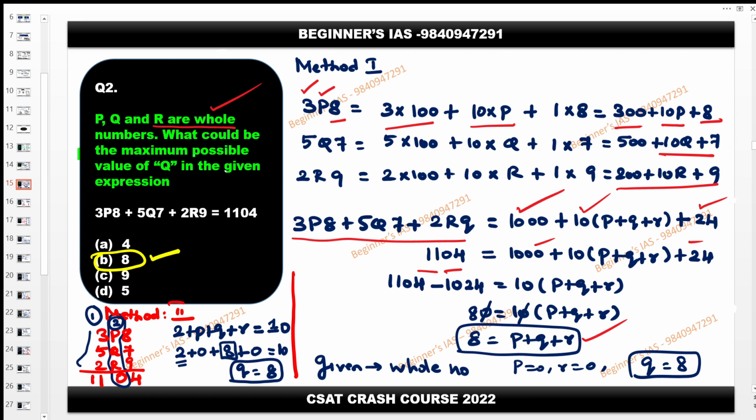8. Here the question provides that they are whole numbers. It is asking to find the maximum value for Q, which implicitly means, not explicitly, please remember, that you need to take the P and R values as the minimum of your whole numbers. The minimum of whole numbers is nothing but 0. Therefore, P and R contain 0. In such a case, automatically Q is equal to 8. Clear this question?